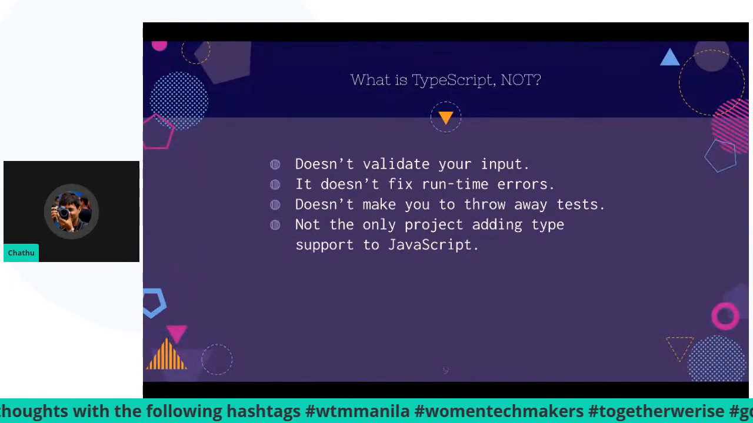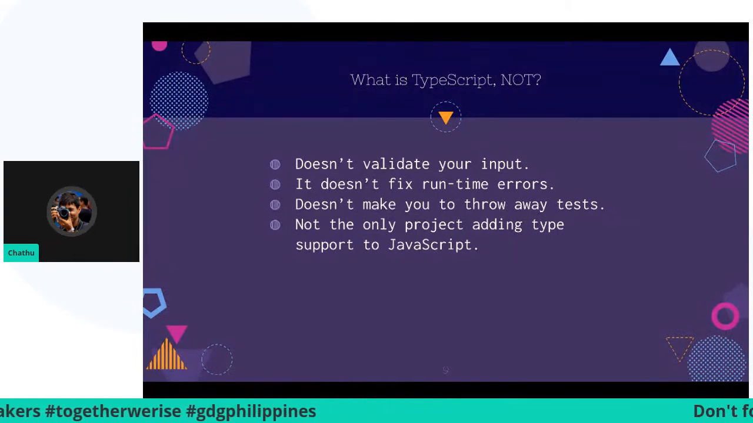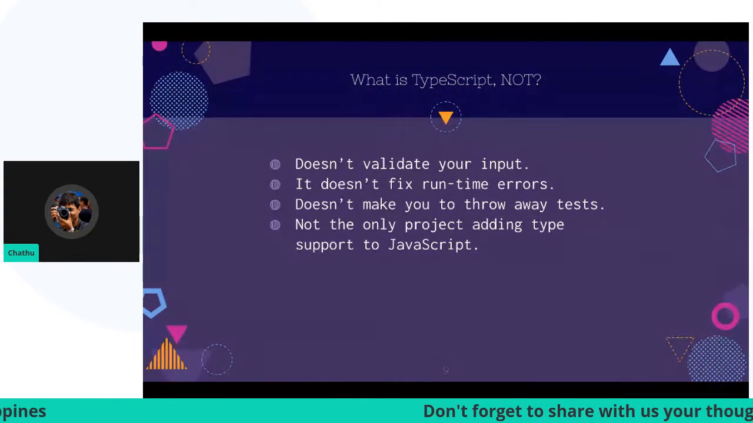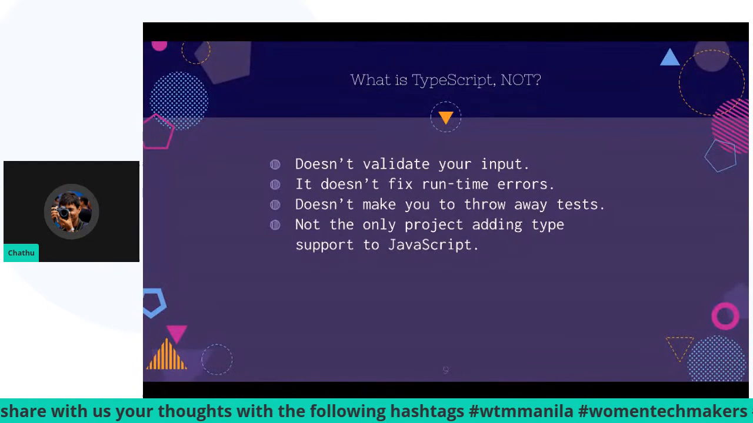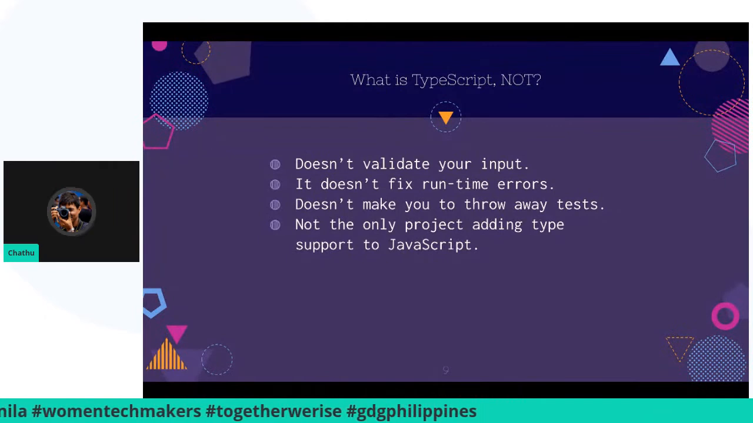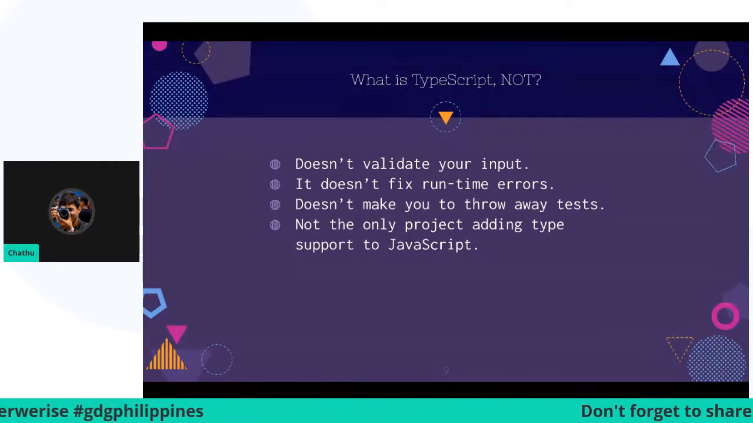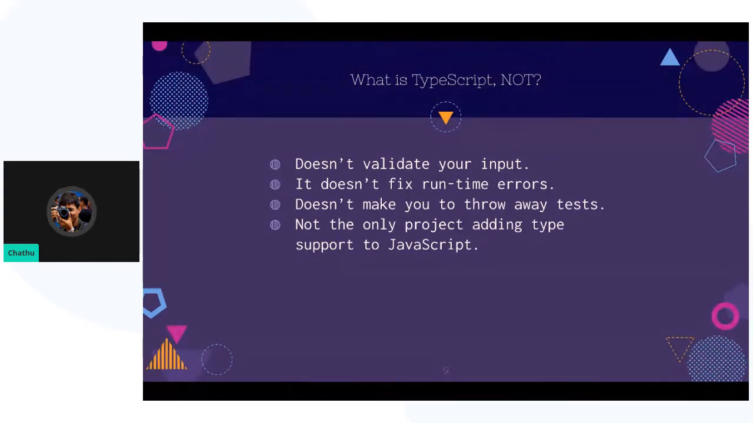And TypeScript is not the only project that adds type support to JavaScript. There's CoffeeScript, and there's something called Flow from Facebook. So there are other projects. CoffeeScript was there even before TypeScript popped up, as I remember, and it has a Ruby-ish coding style. So if you are coming from a Ruby background, maybe CoffeeScript will be more comfortable for you. If you're coming from Java or C# or any object-oriented language, TypeScript will be a good fit for you.